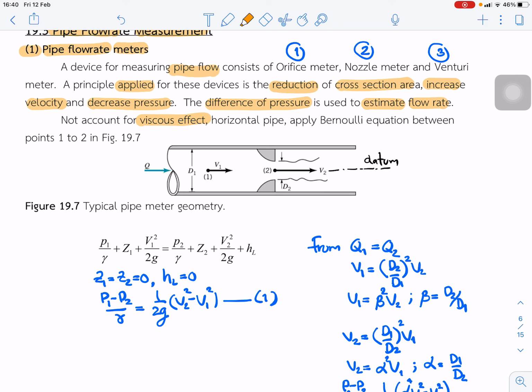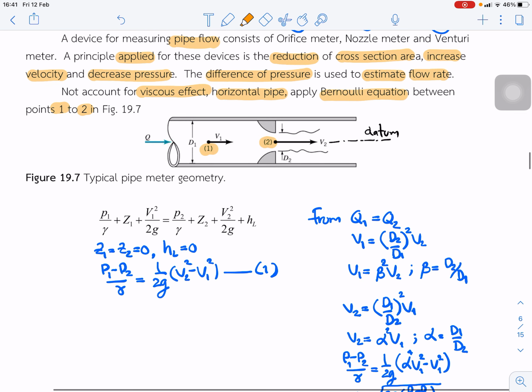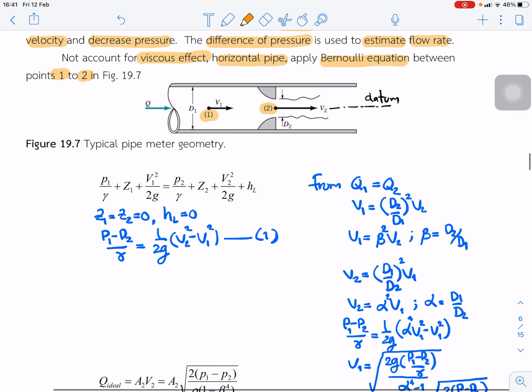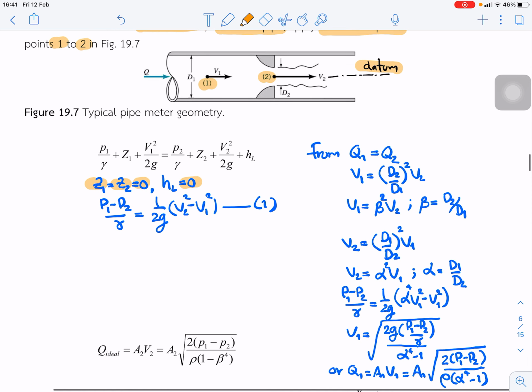And we apply the Bernoulli equation between point 1 and point 2 on the horizontal pipeline. This is point 1 and point 2. Because the datum is on the center line of the pipe, Z1 and Z2 are equal to 0. Assume the head loss is 0. So this reduces to the first equation.